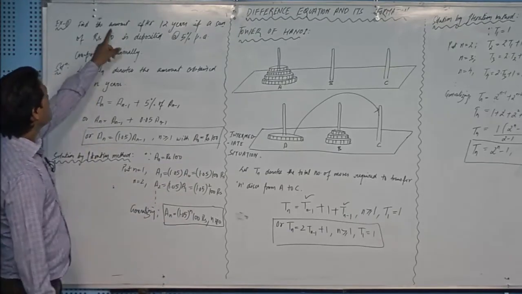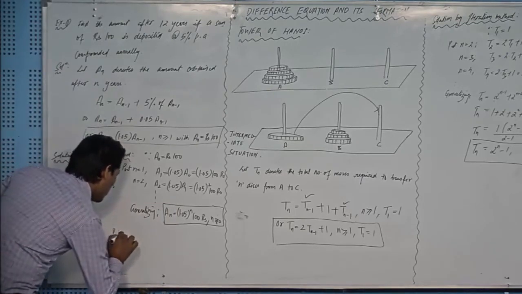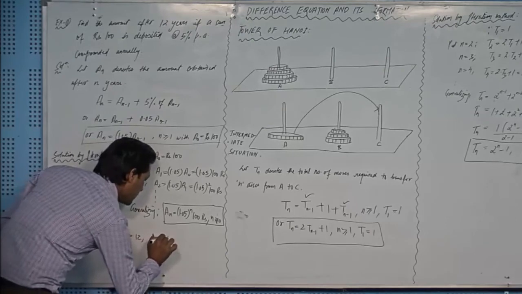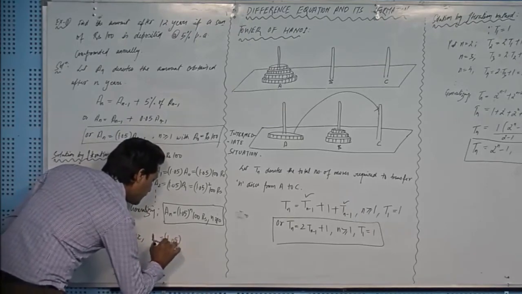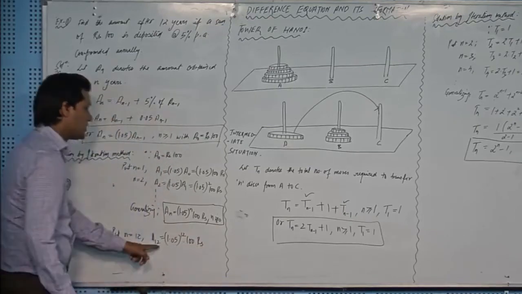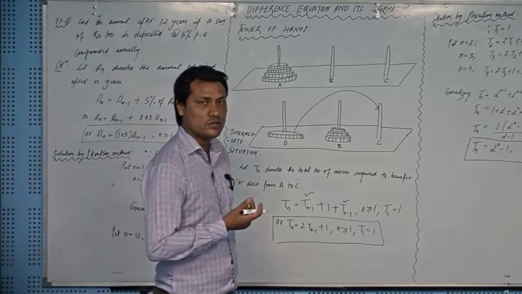And what do we want? We want the amount after 12 years. So I will put n equal to 12. You will get a_12, that is the amount obtained after 12 years, will be equal to 1.05 to the power 12 times 100. So this much amount will be obtained by the consumer after 12 years, right?